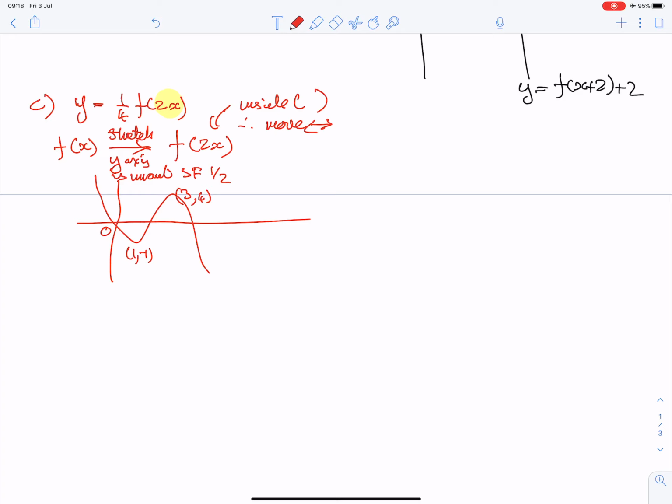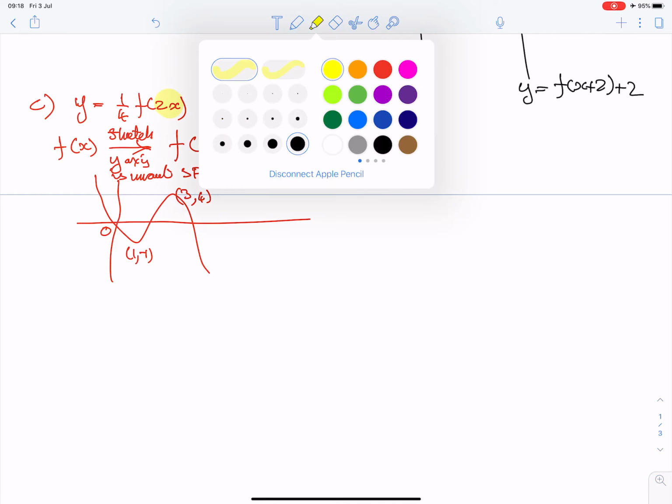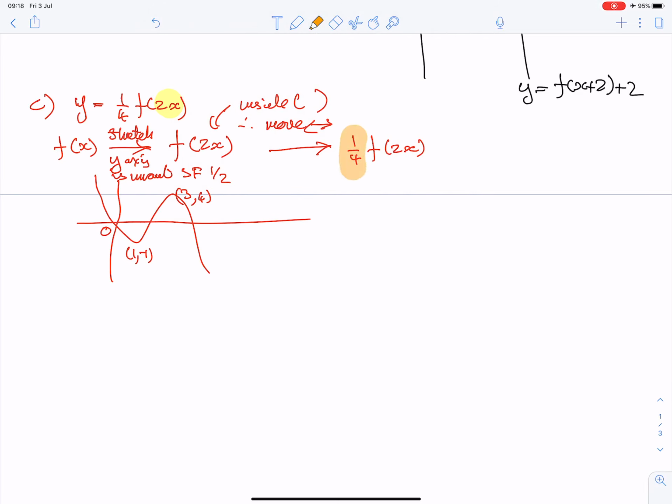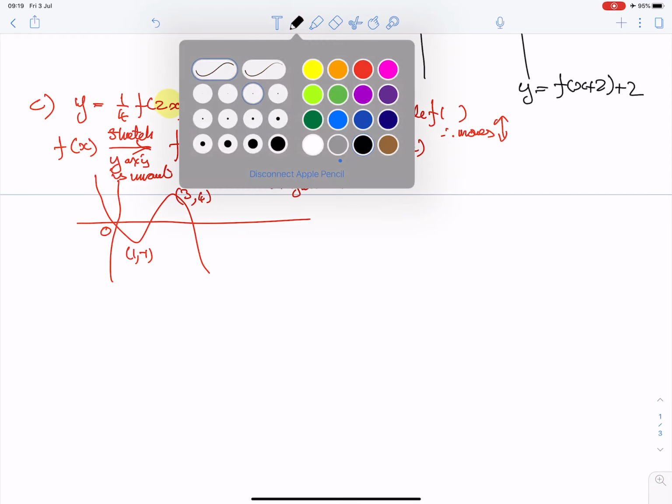Okay, now we've got the next part of this to do. We've got 1/4 of f of 2x. This time the change is outside the f bracket. Yeah? So it moves in the y direction, therefore moves it up and down. So this is going to be a stretch. Scale factor a quarter in y direction. So we're now ready to do our answer, because that's the last transformation.